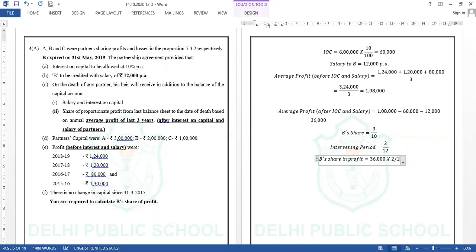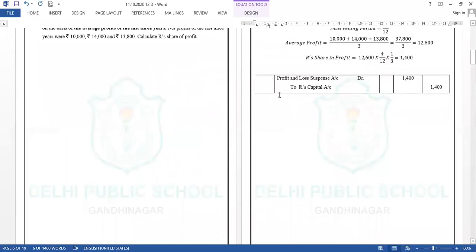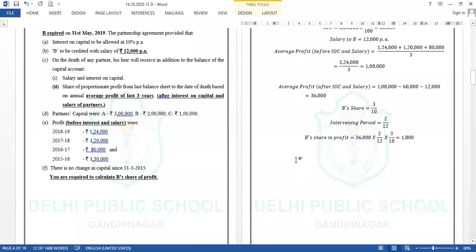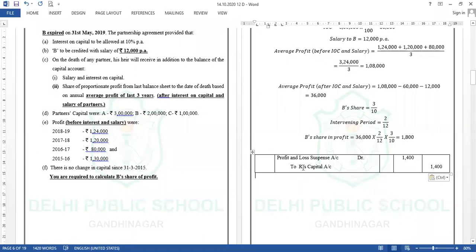Intervening period is 2 by 12. Okay, and B's share is 3 by 10. Yes. Okay, now please calculate the amount. How much will it be? 1800. Okay, done. So I'm done with this sum as well. And if we have to write the entry again, let me copy this again. Okay, so P&L suspense account debited to B's capital, right? Okay, amount can be seen as 1800.